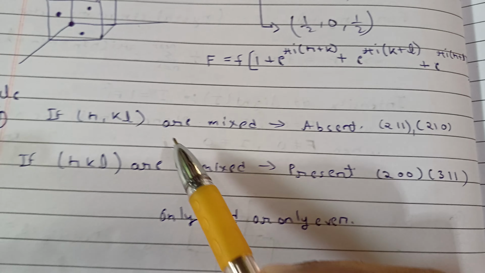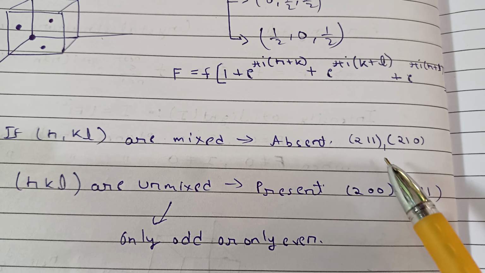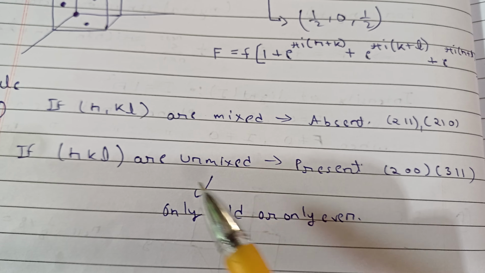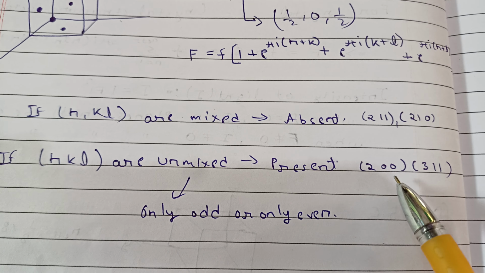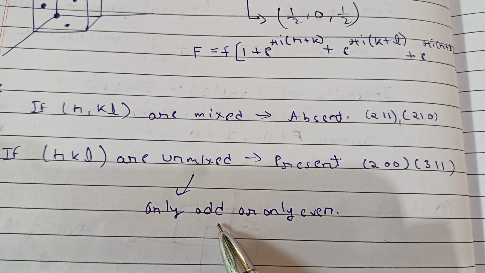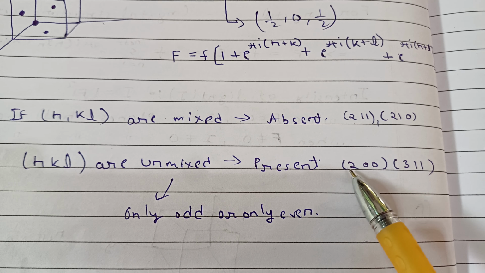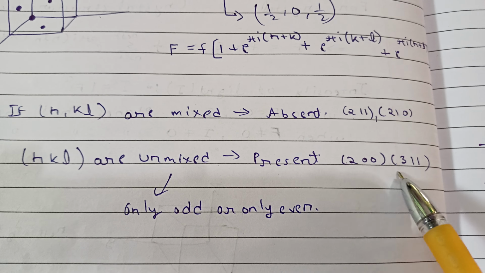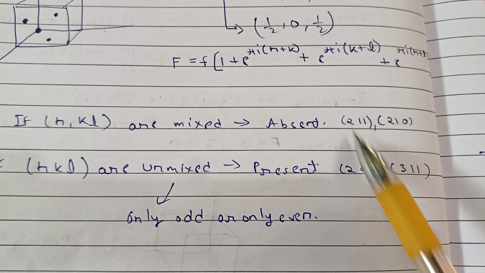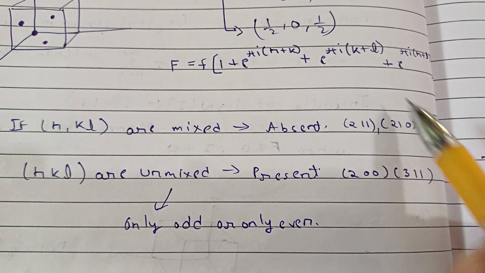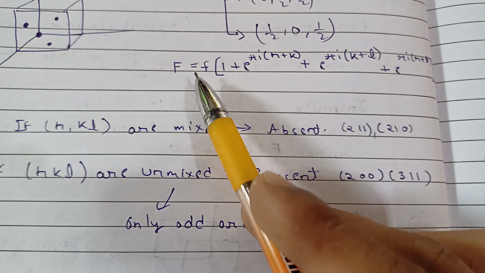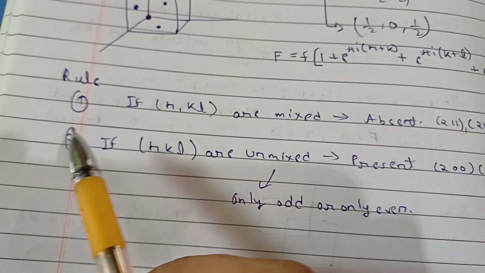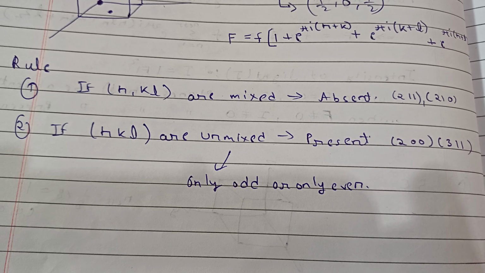So if hkl are mixed, then we will say that the plane is absent. And if hkl are unmixed, then we will say that the plane is present. Unmixed means all are only odd or only even, like 2 0 0, all even, or 3 1 1, all odd. So there the plane will be present. If you substitute these values here, you will get the same answer: for these you will get f equal to 0, and for these you will get f something. So just remember these rules and you can directly find whether the plane is present or absent.